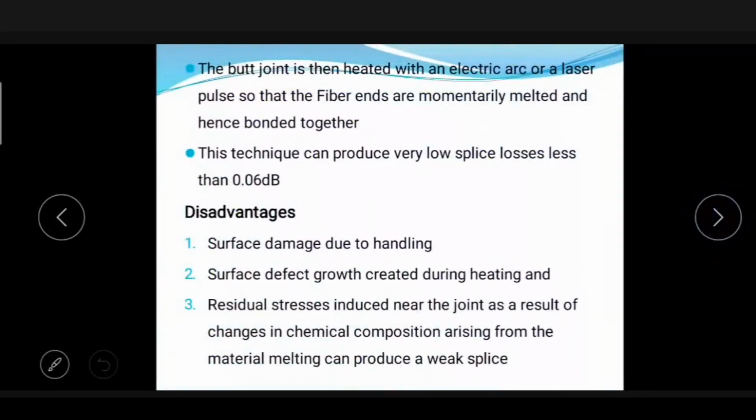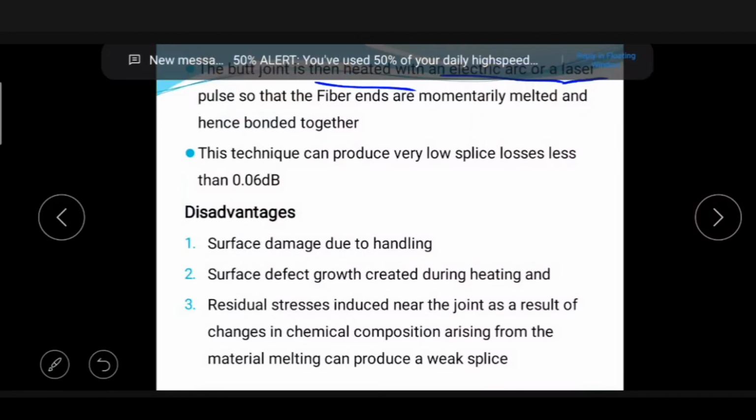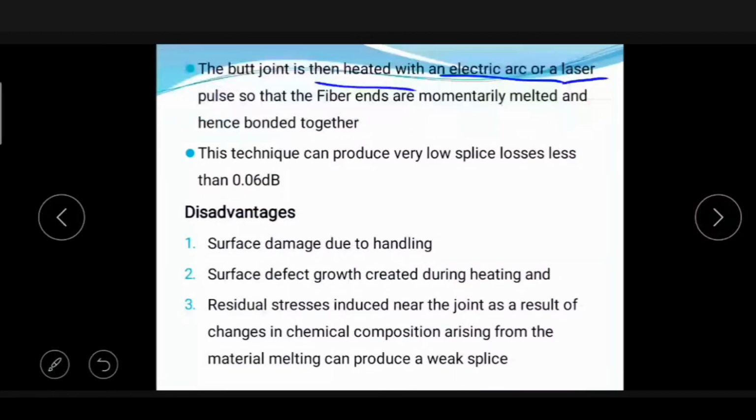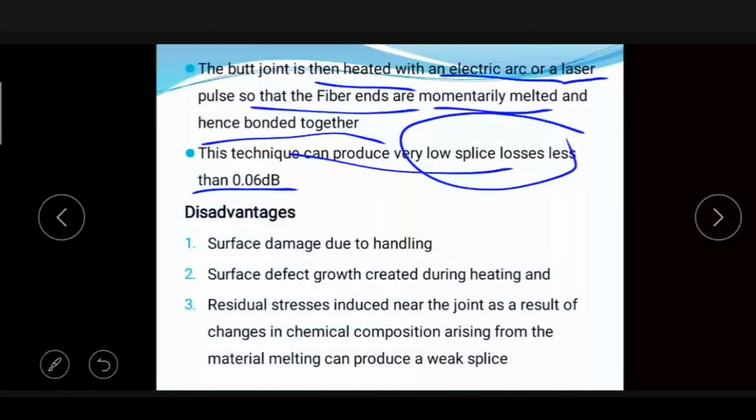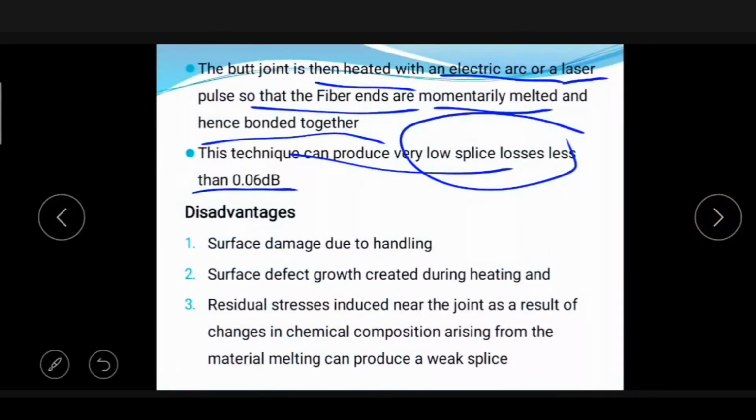The butt joint is then heated with an electric arc. First it is joined. After joining, it is heated using an electric arc or a laser pulse, so that the fiber ends are momentarily melted and hence bonded together. Then this technique can produce a very low splicing loss, less than 0.06 dB. So this is very important.